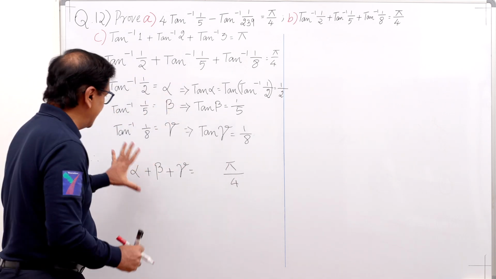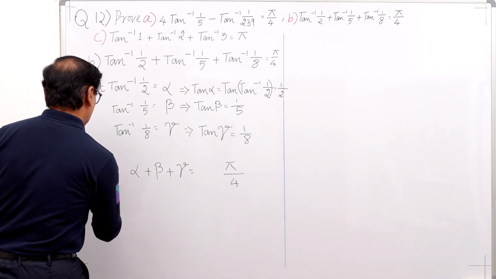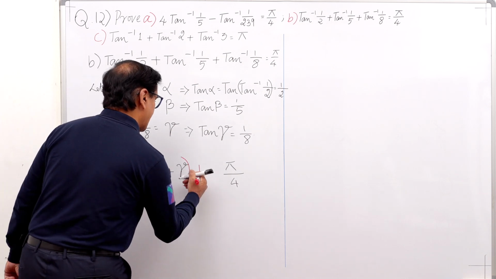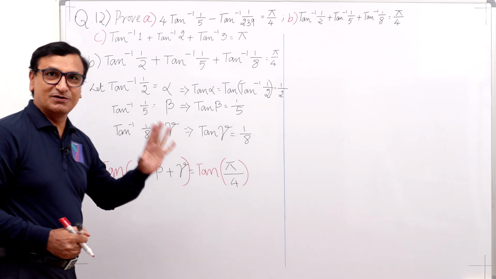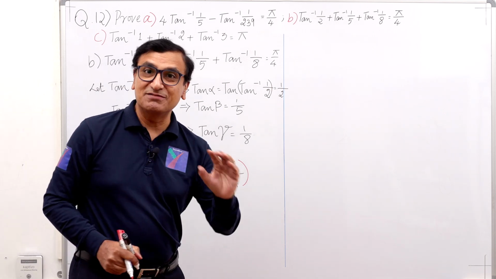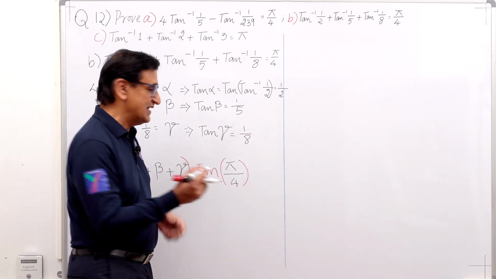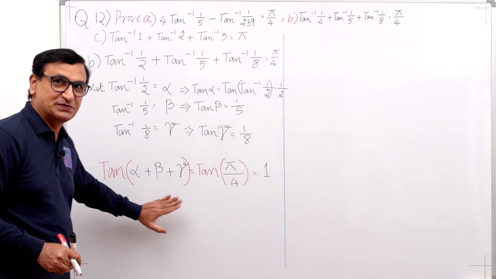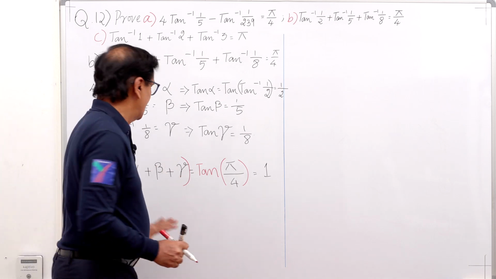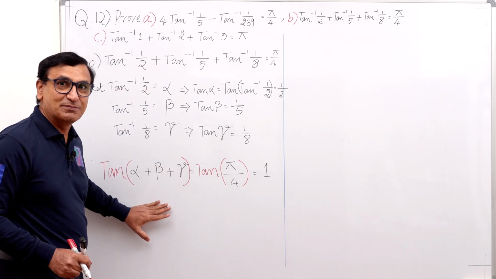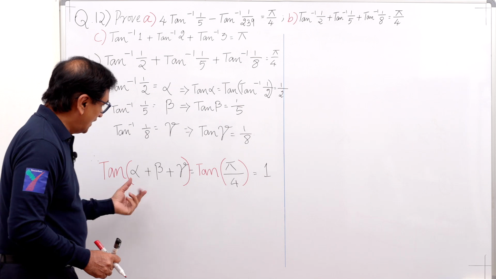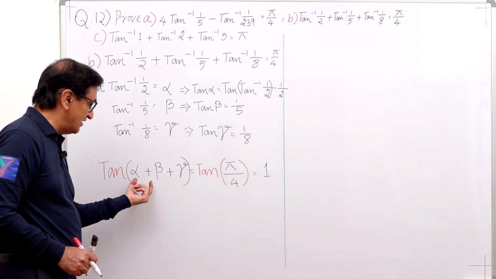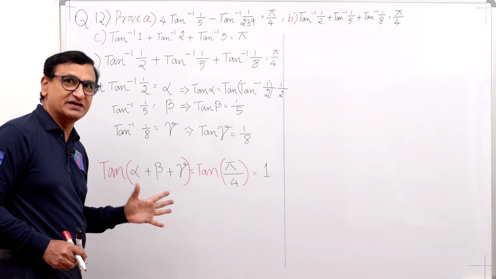Just as before, let us take tan on both sides. So tan of alpha plus beta plus gamma equals tan pi by 4, and tan pi by 4 is 1. So we have to prove tan of alpha plus beta plus gamma equals 1. I am going to use the tan a plus b formula here. How? I am going to group alpha plus beta together and gamma as separate. So alpha plus beta will be a, gamma will be b.